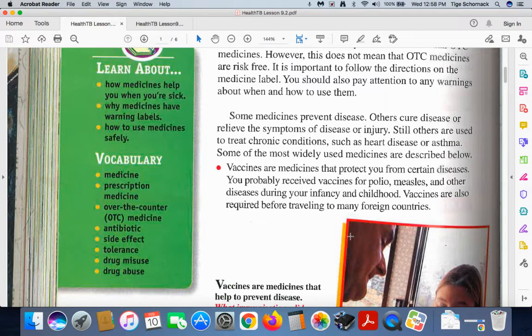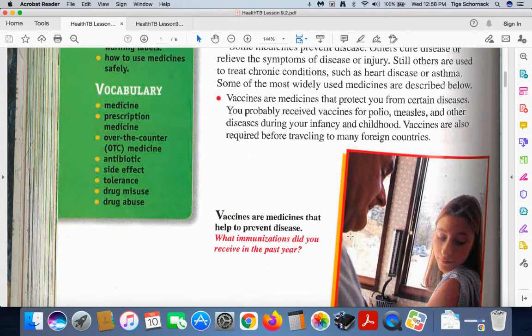Some medicines prevent disease. Others cure disease or relieve the symptoms of disease or injury. Still others are used to treat chronic conditions, such as heart disease or asthma. Some of the most widely used medicines are described below. Vaccines. Vaccines are medicines that protect you from certain diseases. You probably received a vaccine for polio, measles, or other diseases during your infancy or childhood. Vaccines are also required before traveling to many foreign countries.